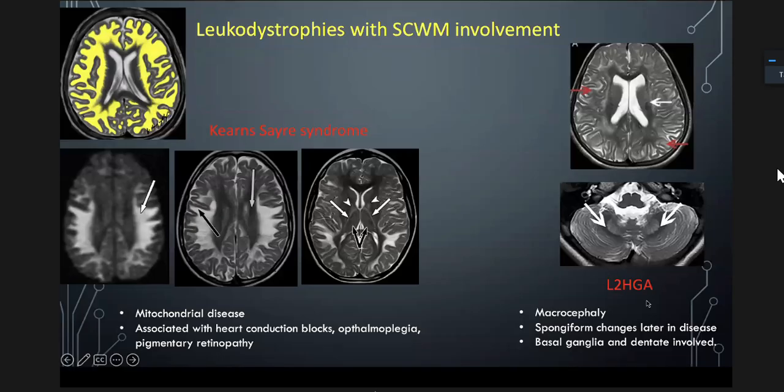Now, as compared to L2 hydroxyglutaric aciduria, here again there is involvement of the subcortical white matter. The classic thing here is that the dentate nucleus is involved. So here we have the hyperintense signal in the dentate nucleus and also the basal ganglia is involved.